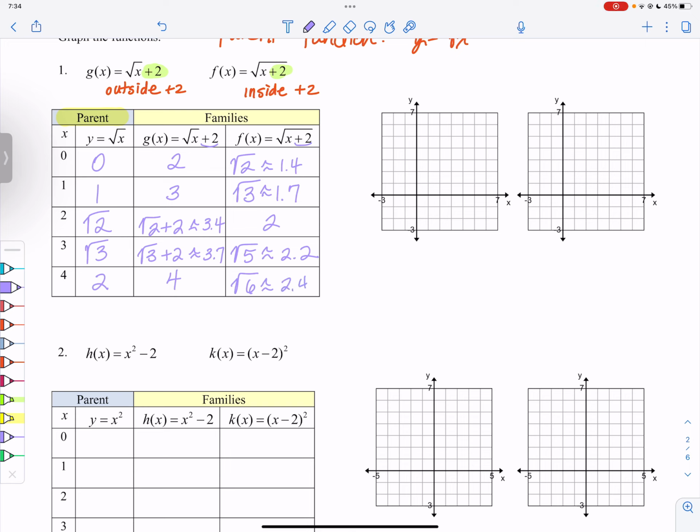Now, what happened here for each of these graphs? If this is g of x, which is root x plus 2, and here is f of x, which is root of x plus 2, what happens? Here we are going to shift the graph up 2, and here we are going to the left 2. So let me go ahead and just graph the parent function, root x. It looks something like this.